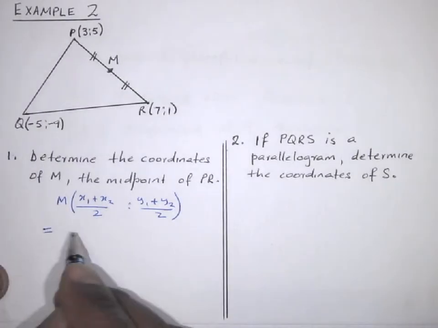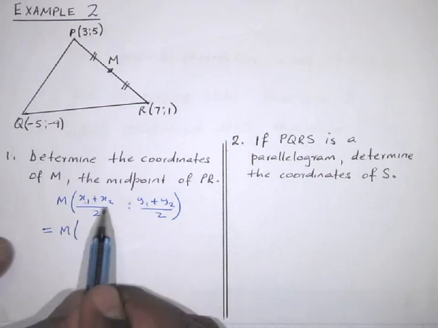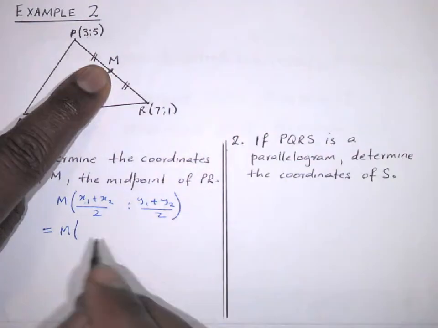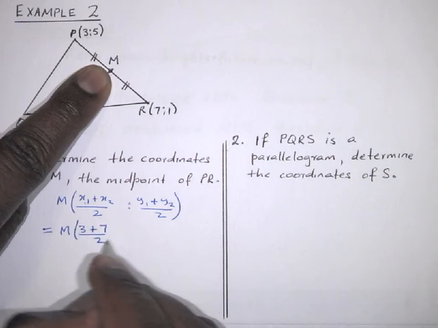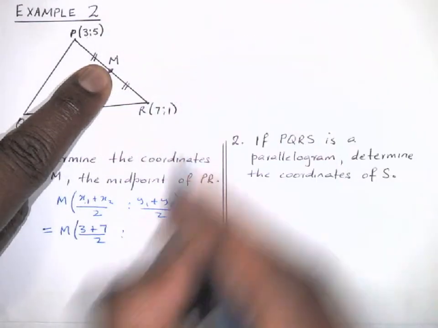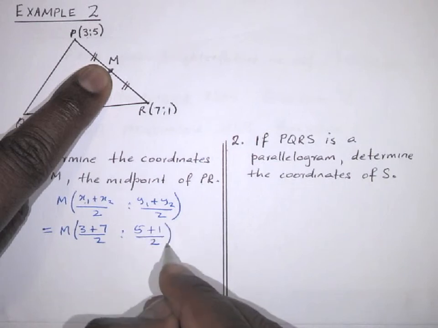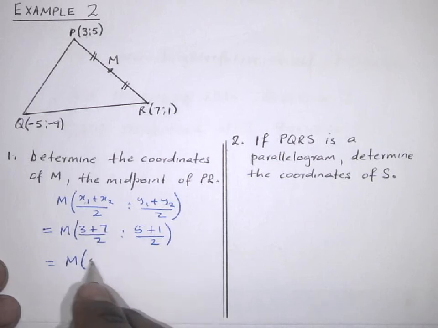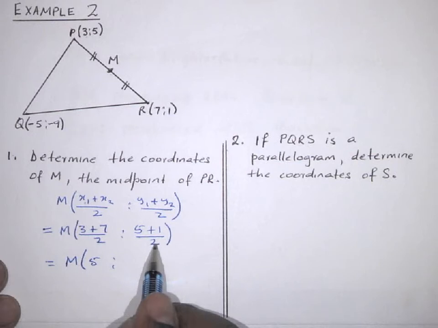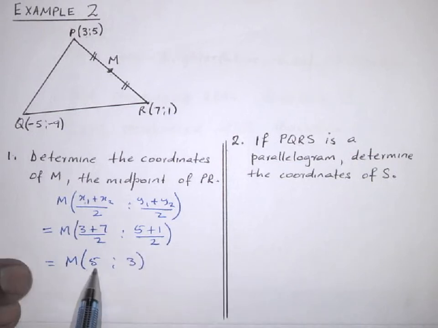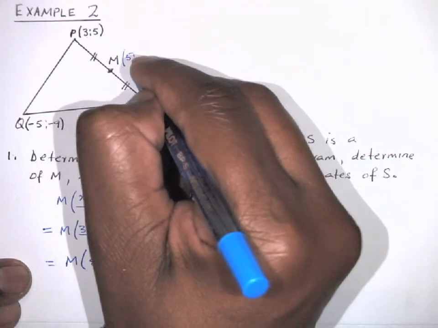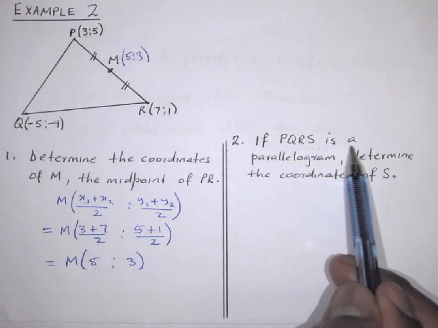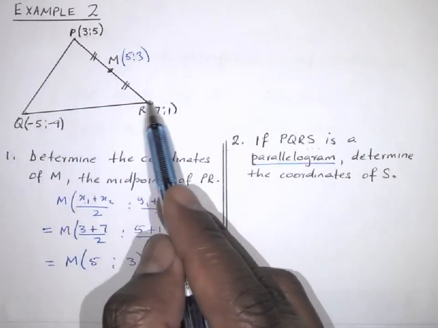So M is equal to the x1 for PR, that PR is there, so x1 is 3 and then plus 7. So I'll have 3 plus 7, we divide by 2, and then y1 plus y2, so it's 5 plus 1, then divided by 2, close there. So which means my M value, 3 plus 7 is 10 divided by 2, I get 5, and then 5 plus 1 is 6 divided by 2, I get 3. So the coordinates of M is (5, 3), so I can put it there. Done.